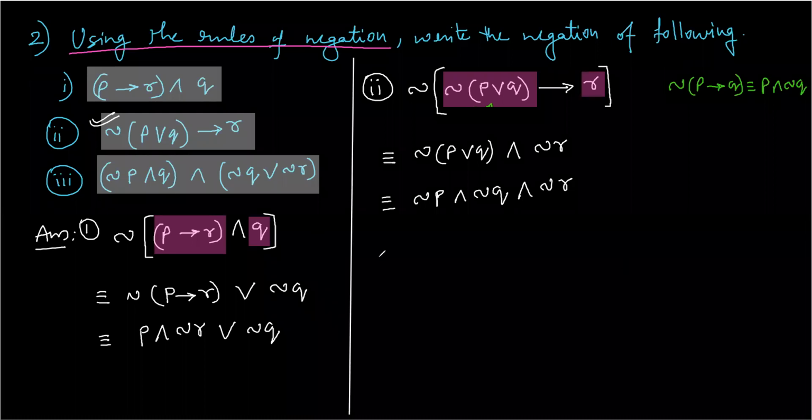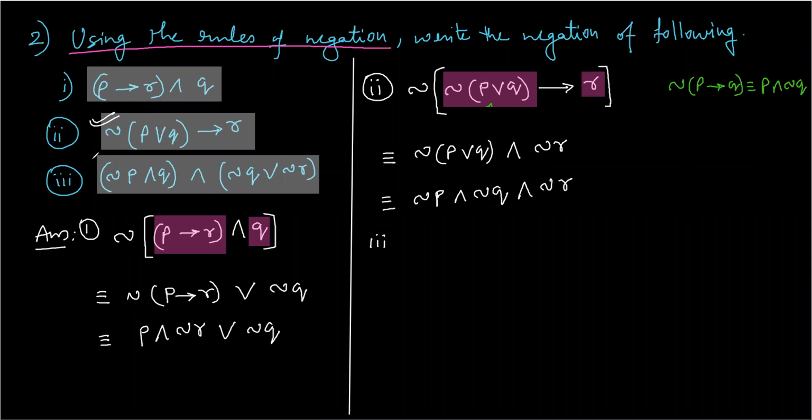So now we have the third one. We will write the answer for the third one. The third is this. Okay, we have to write negation of this one. It looks quite big. Let's see how challenging this one is. So we have to write negation of, I make the bracket, inside the bracket I write the whole given compound statement, which is negation P and Q, negation P and Q, and negation Q or negation R.